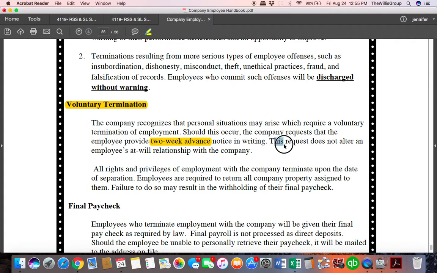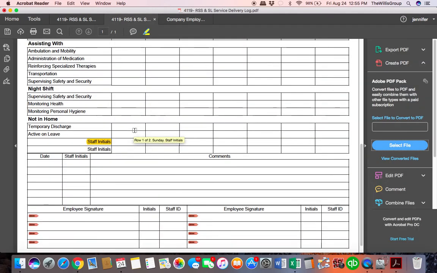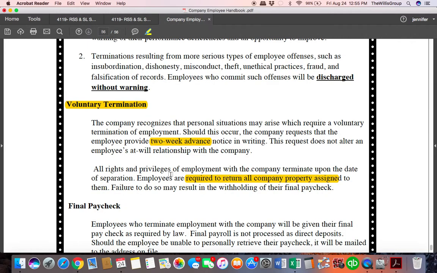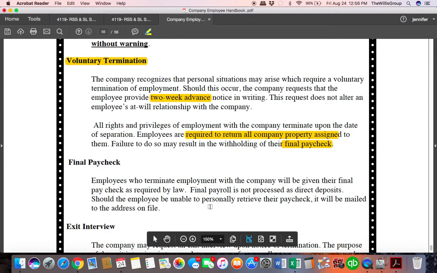This request does not alter an employee's at-will relationship with the company. All rights and privileges of employment with the company terminate upon the date of separation. Employees are required, again, to return all company property assigned to them, and failure to do so may result in the withholding of their final check. This really refers to making sure that all your paperwork is complete, because if it is not, we don't have a true indication that this work was performed, and therefore a final check would be questionable as to how many hours or what work actually was performed.